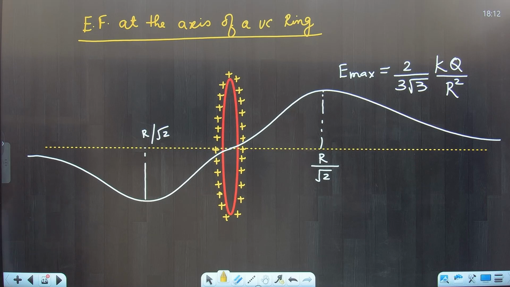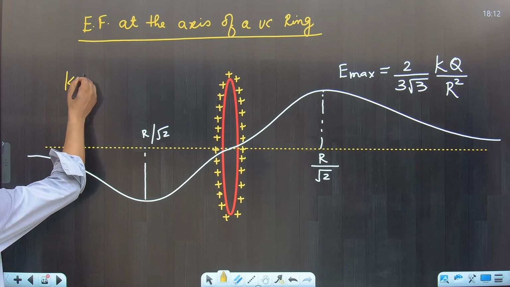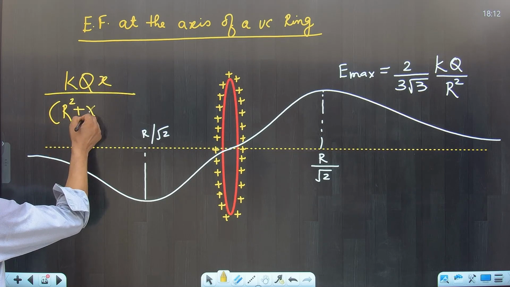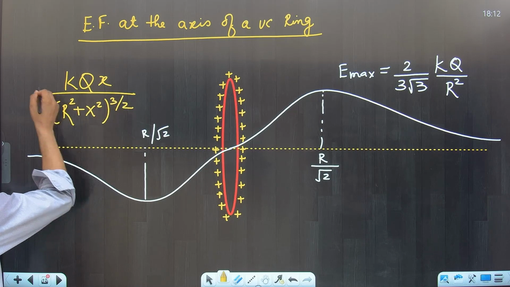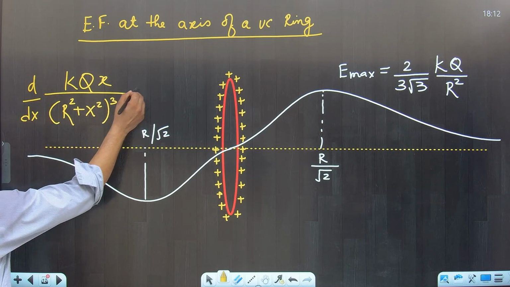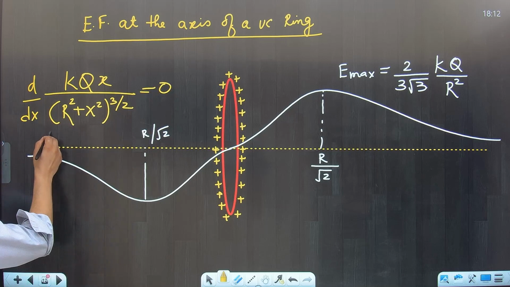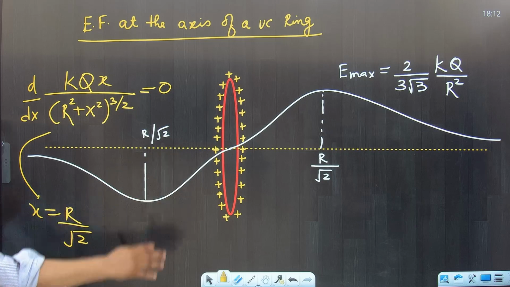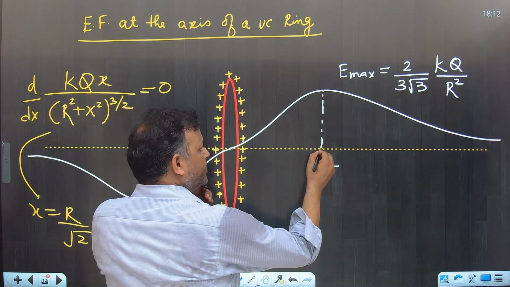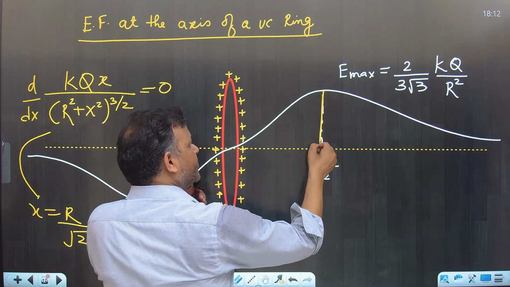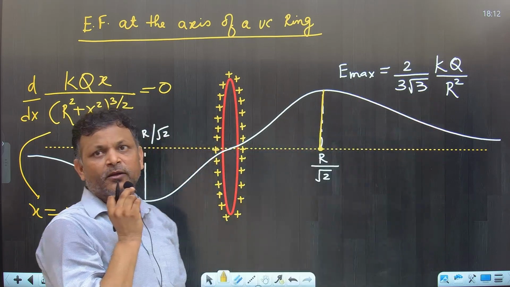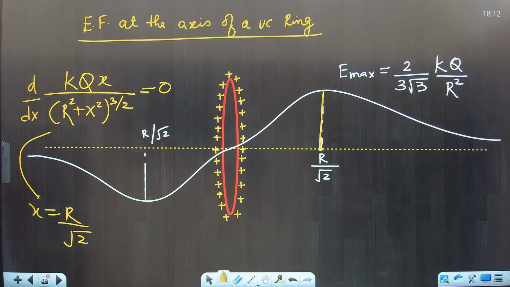This is the electric field at the axis of a uniformly charged ring. The same function, kqx by (r square plus x square) to the power 3 by 2. When you differentiate this function, d by dx equal to 0, you will get x equal to r by root 2. Its maximum value is at x equal to r by root 2. At this point, the electric field is maxima, and its maximum value is 2 by 3 root 3 kq by r square.